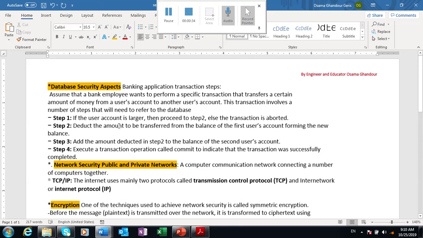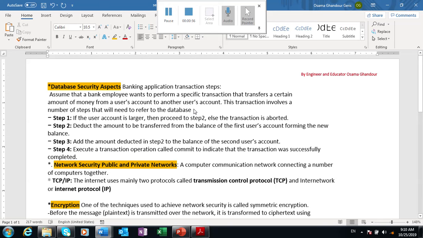And first, we have an example for a banking application. Assume that a bank employee wanted to perform a specific transaction that transfers a certain amount of money from a user's account to another user's account. This transaction involves a number of steps that will need to refer to the database.